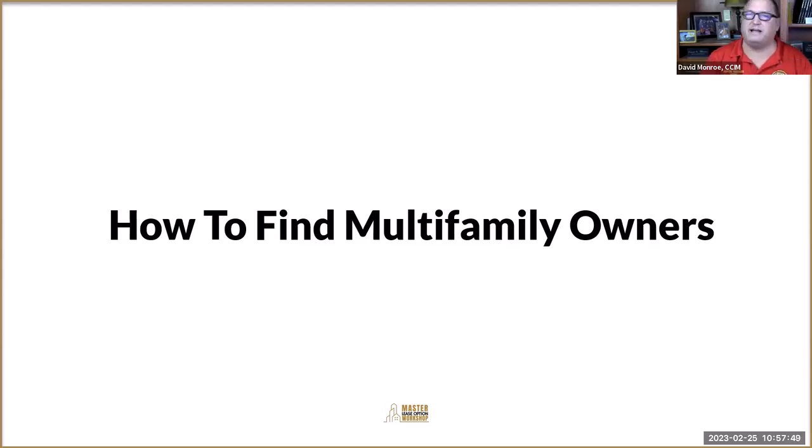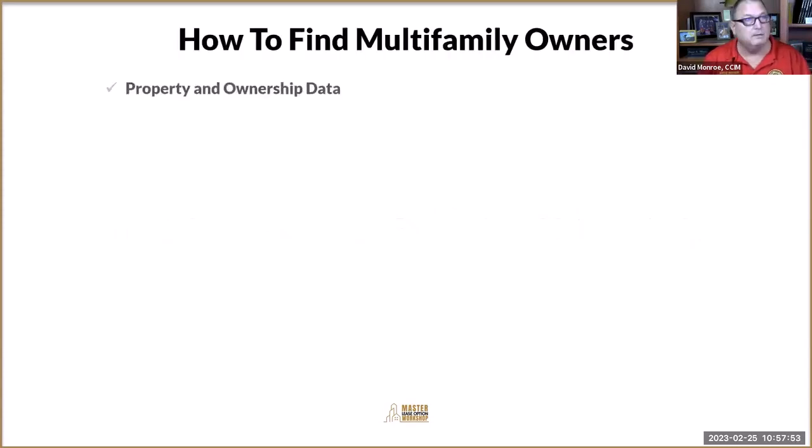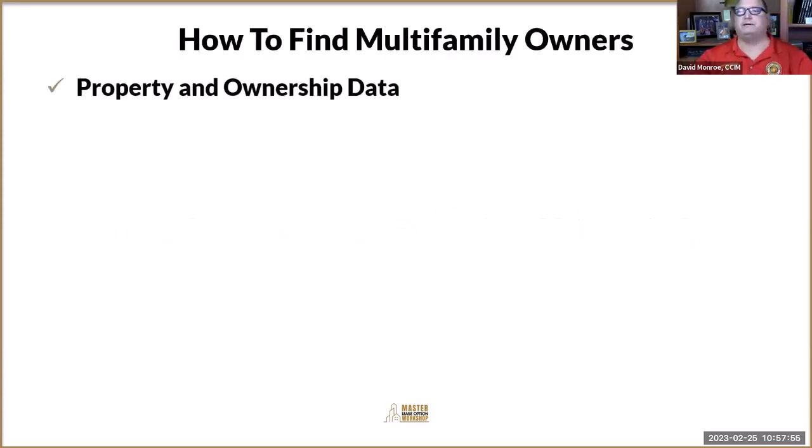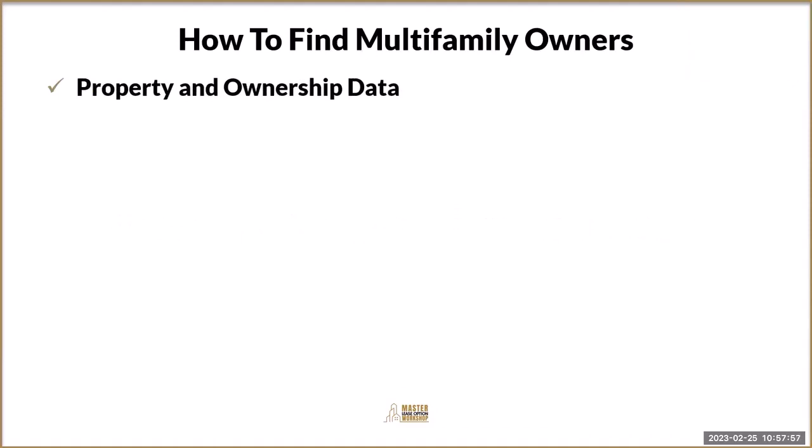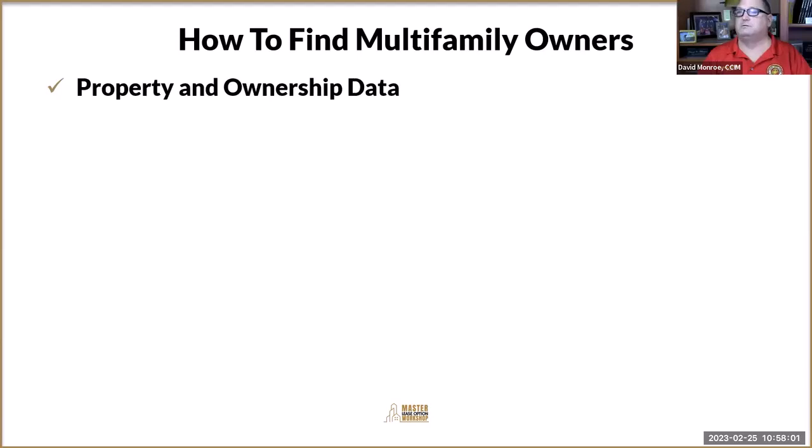So once we've identified our market, now we got to start finding owners. So how do we find the owners? Well, we need property and ownership data. Where are we going to get that from? CoStar. Well, where could you go right now without having access to anything else? Where could you go get owner and property and ownership data?